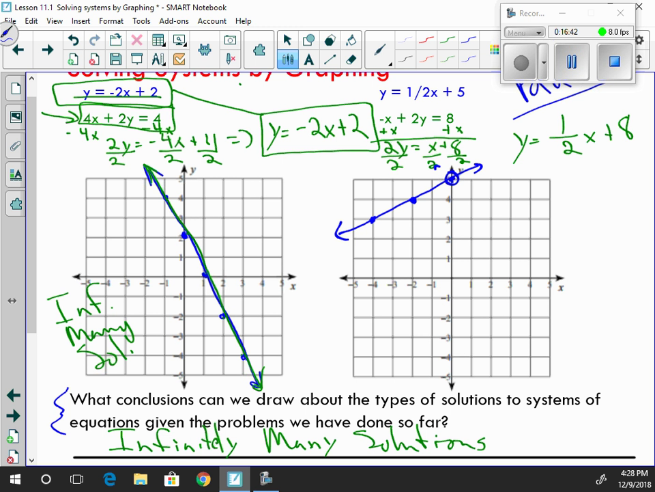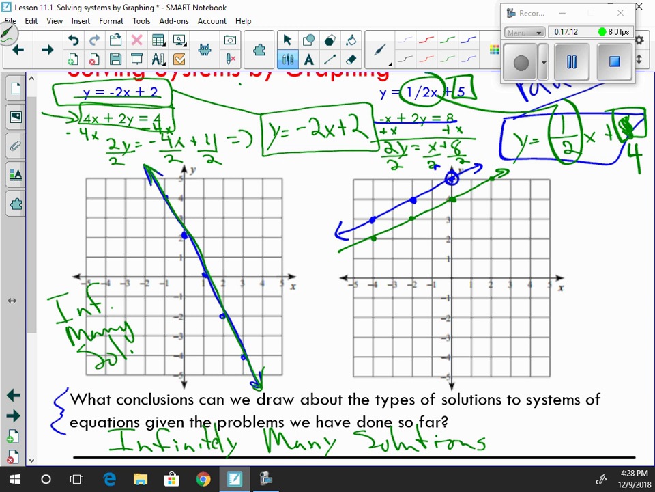All right, I had to take the second equation and solve it for y. When I did that, I ended up with this line: y is equal to 1/2 x plus 4. Notice they have the same slope, but the y-intercepts are different. So my y-intercept is 4, and I go up 1, right 2, and I can't go any further, so I have to go the other way: down 1, left 2, down 1, left 2.